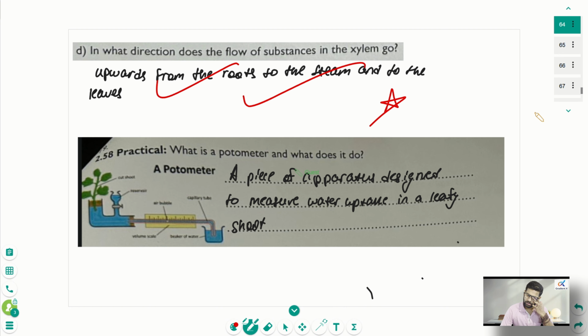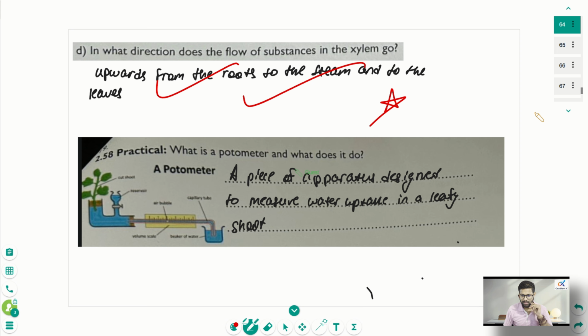Okay, the potometer. Read the question. What is a potometer and what does it do? Read your answer. A piece of apparatus designed to measure water uptake in a leafy shoot. It's incomplete. It is used to estimate the rate of transpiration, specifically.